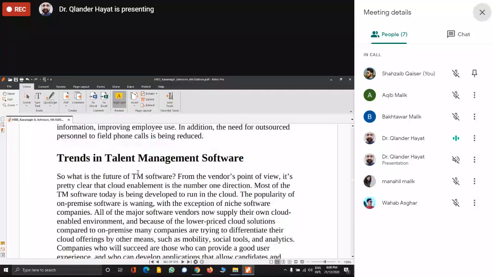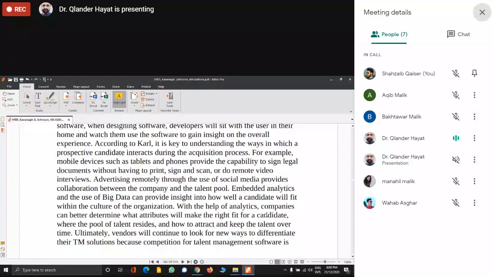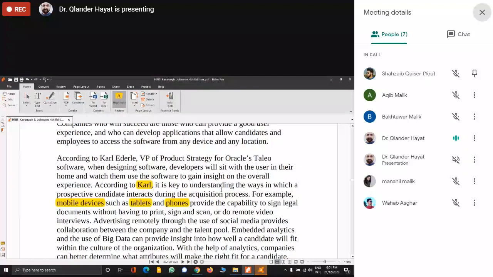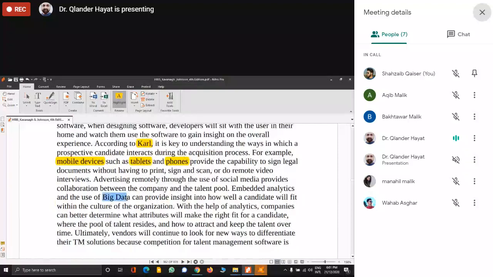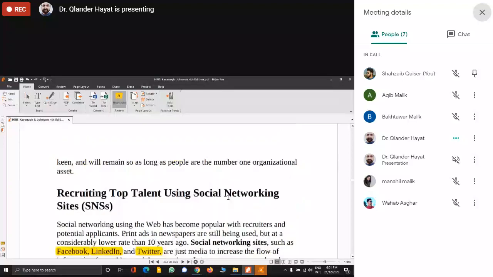And now we come to the trends in talent management software. According to the source, it is key to understanding the ways in which a prospective candidate interacts during the acquisition process. For example, mobile devices such as tablets and phones are the new trends for talent management software. And the other trends are big data and advertising remotely. All these are the challenges or trends which are going to be in talent management.